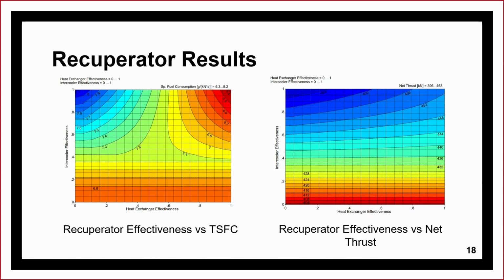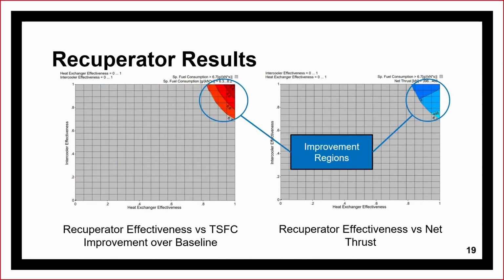The graph on the right shows the same 2 variables, but instead the contours represent the net thrust. Increasing the intercooler effectiveness can be shown to increase the net thrust as well. The graph on the left shows the area where an improvement is made on the TSFC when compared to the 3-spool turbofan TSFC that was matched to the geared model.